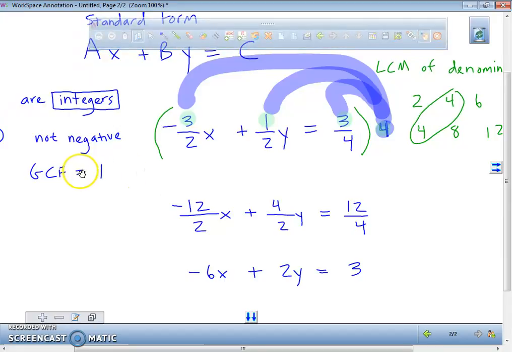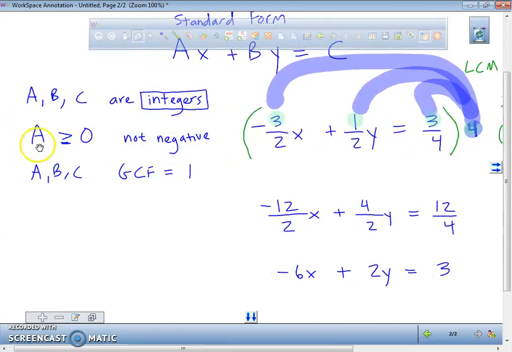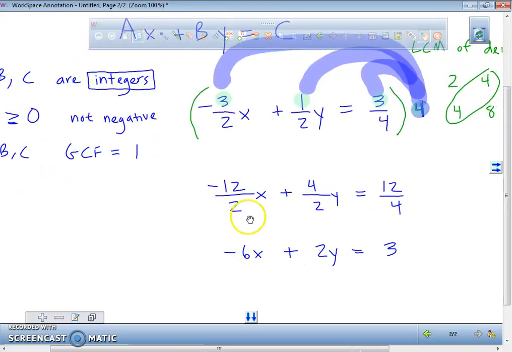All right. Now, the next thing you look at. It says A has to be greater than or equal to 0, which means you're not allowed to have a negative. Uh-oh. Look at our A value. What is it? Is that okay? No. So we have to change it to a positive.